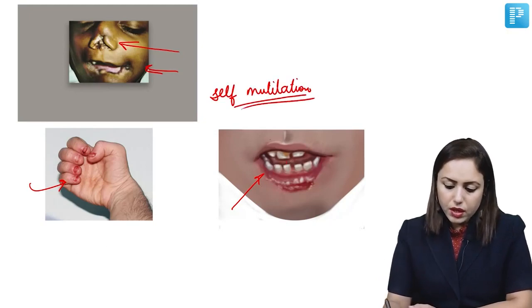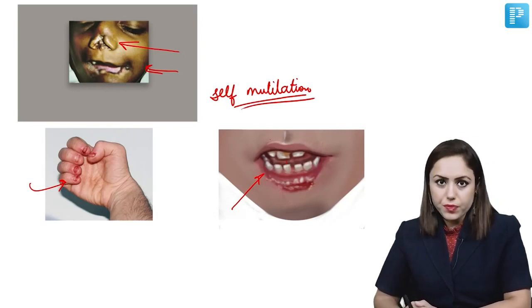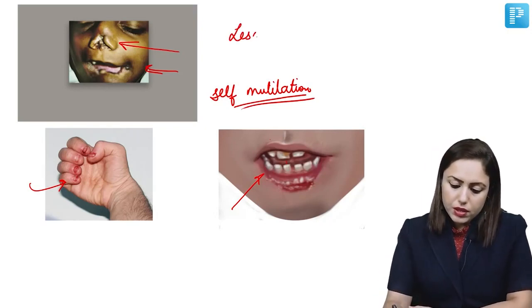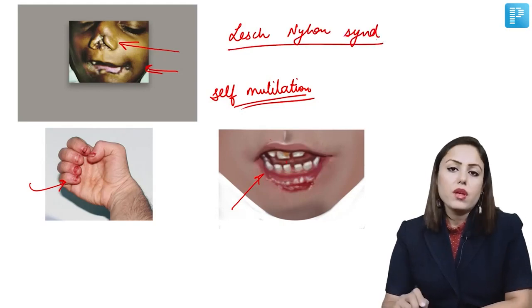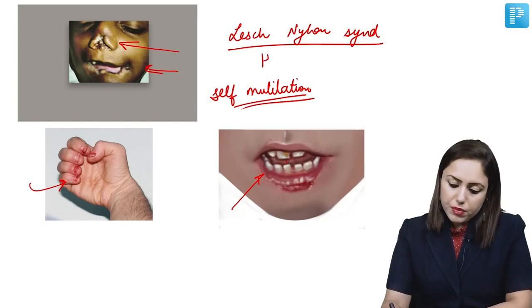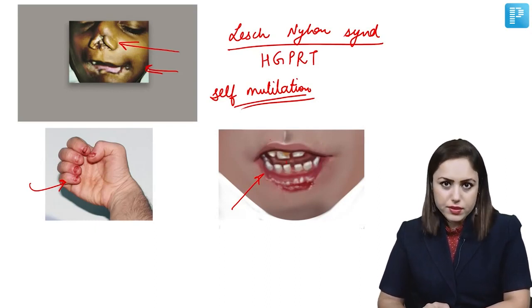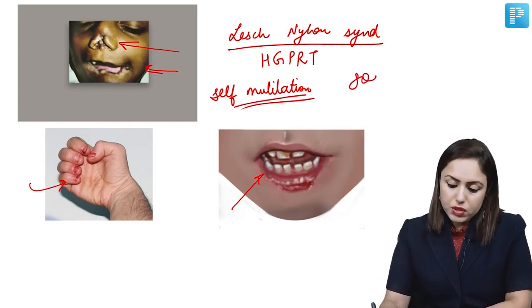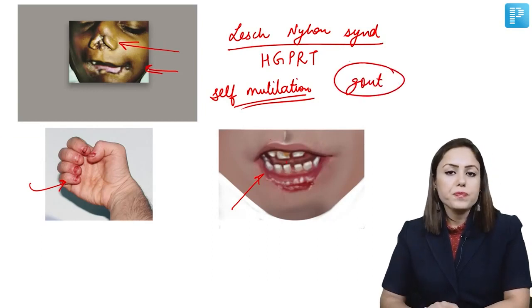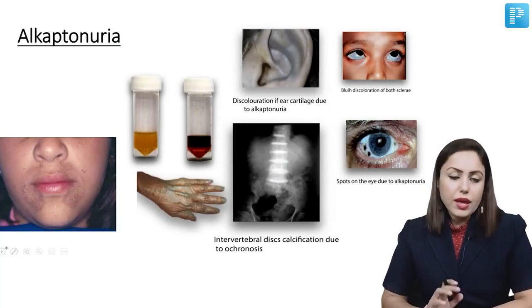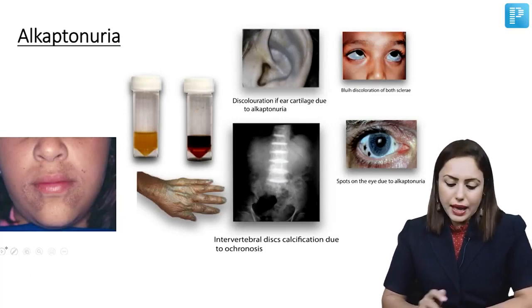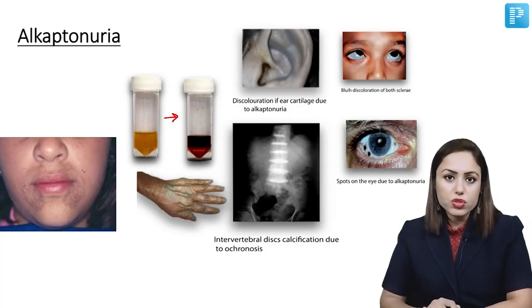It is a neuropsychiatric symptom which occurs in Lesch-Nyhan syndrome. Lesch-Nyhan syndrome, where there is defect in enzyme HGPRT, hypoxanthine guanine phosphoribosyl transferase, and also these patients have gout. Right? Then alkaptonuria, where urine turns black in color on long standing.